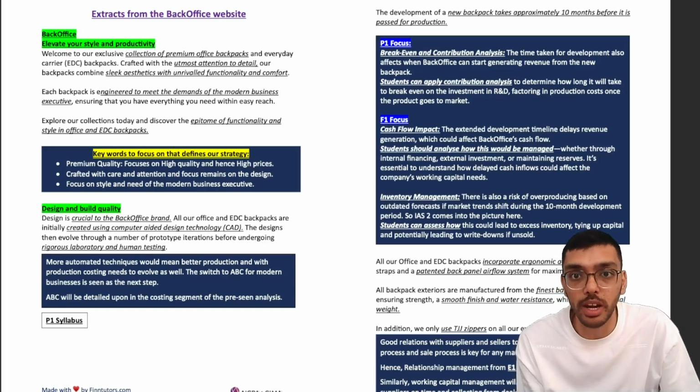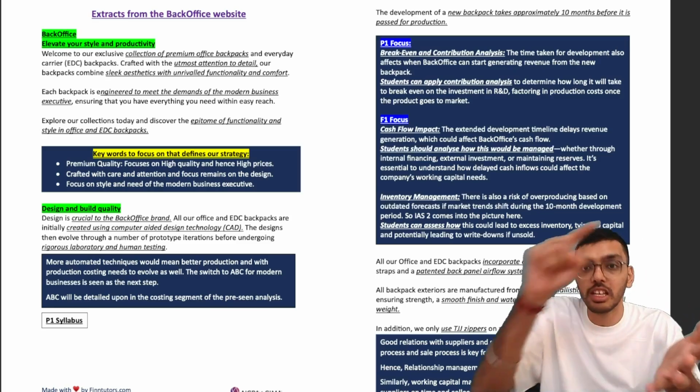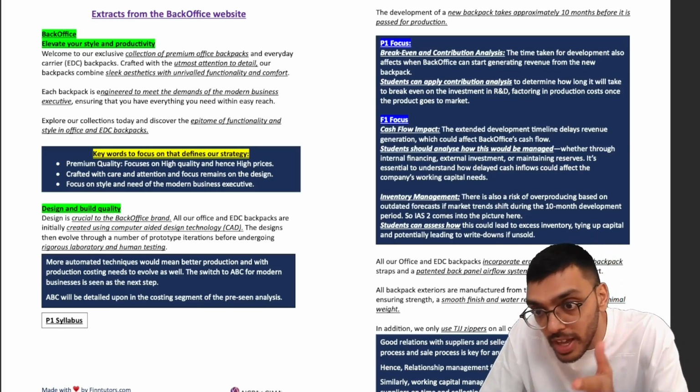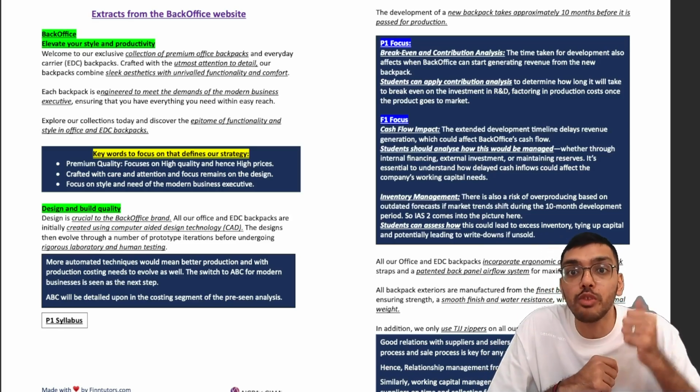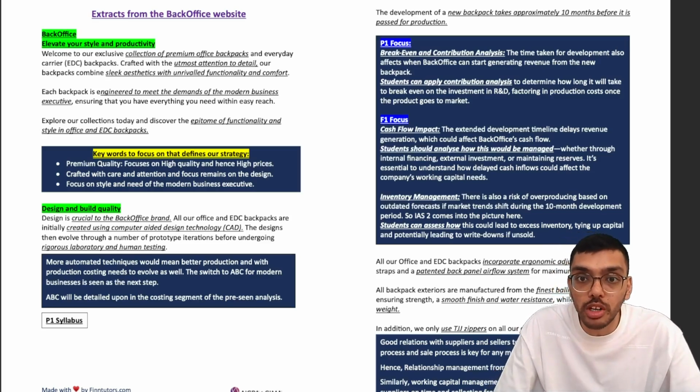Next, you have F1, cash flow. If it's going to take 10 months for you to start recovering money, managing your working capital cycle is going to be very, very important. So working capital needs from your F1 syllabus become very important.